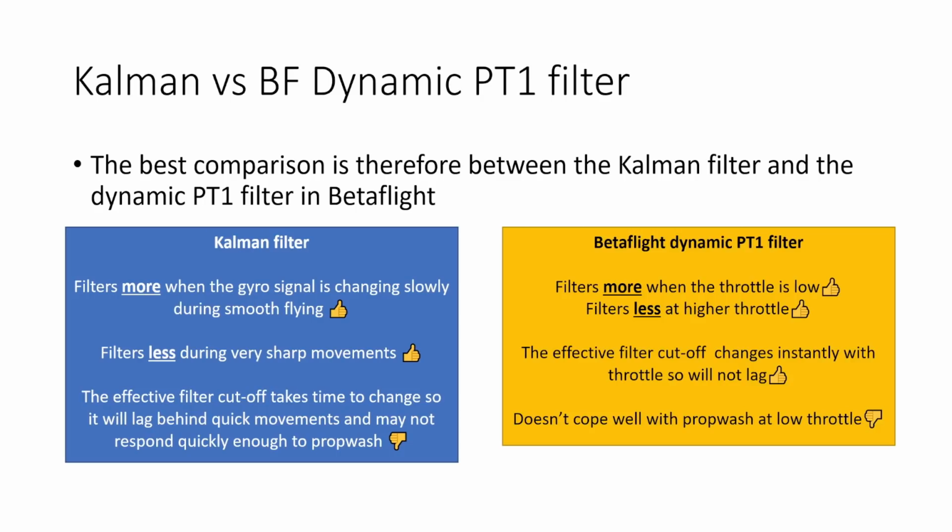This means that it's going to cope well if your event, like your prop wash event, happens to coincide with a sudden change in throttle, which actually is often the case for prop wash. You tend to be falling and then you'll apply throttle, and that will be when you get the prop wash event. So that works pretty well. However, it's not going to be able to cope with prop wash events that occur at low throttle, because it's going to be filtering more at low throttle. So this is something to be aware of.